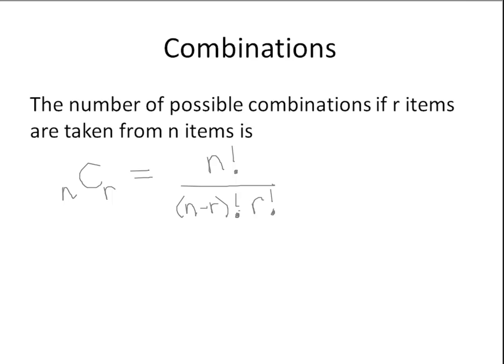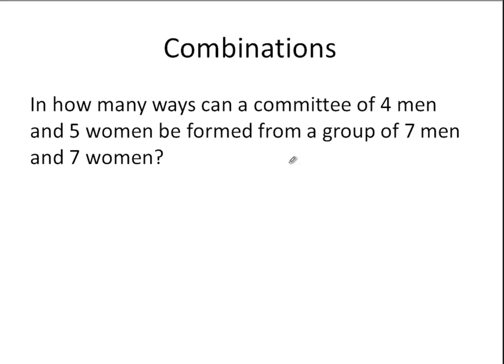So let's go through an example on how we will use these combinations. In how many ways can a committee of 4 men and 5 women be formed from a group of 7 men and 7 women? So first, let's look at the men and then we'll look at the women. So this is a combination because we're picking 4 men out of 7 men. Order does not matter. So out of 7 men, you are going to pick 4.